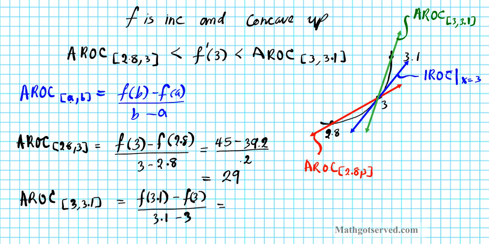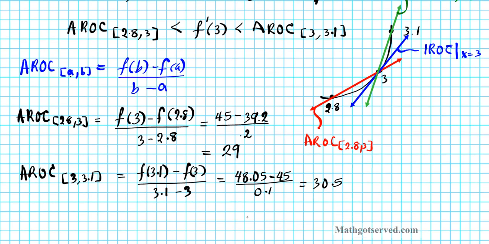And then you carry out the computations using your table. You have 48.05 minus 45 divided by 0.1, and you're going to end up with 30.5. So what's f prime of 3 going to be? We know that f prime of 3 is going to be between 29 and 30.5. So 29 is less than f prime of 3, and f prime of 3 is less than 30.5.